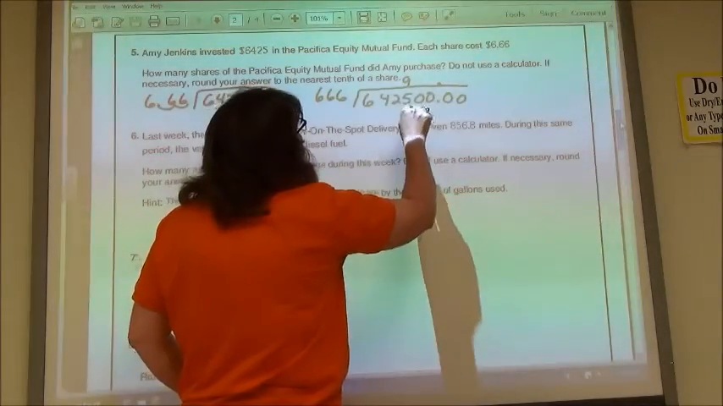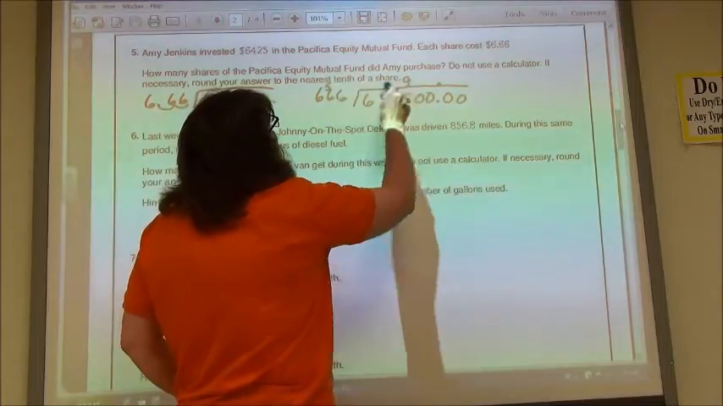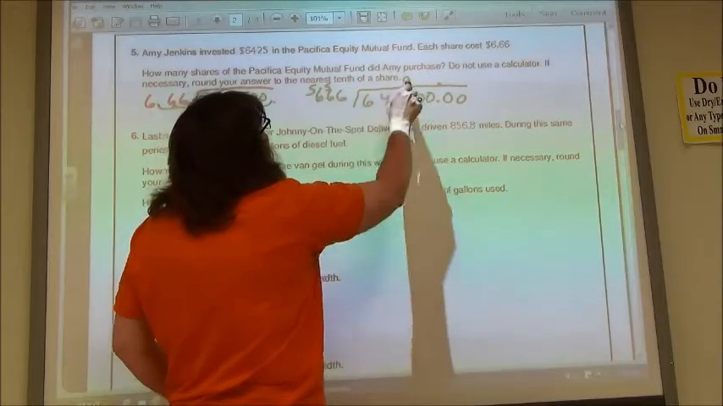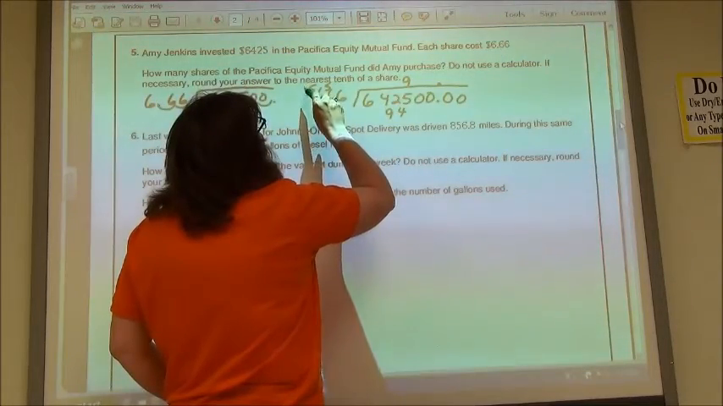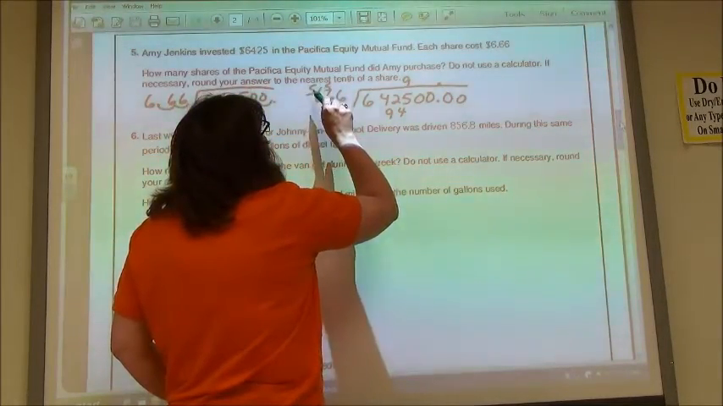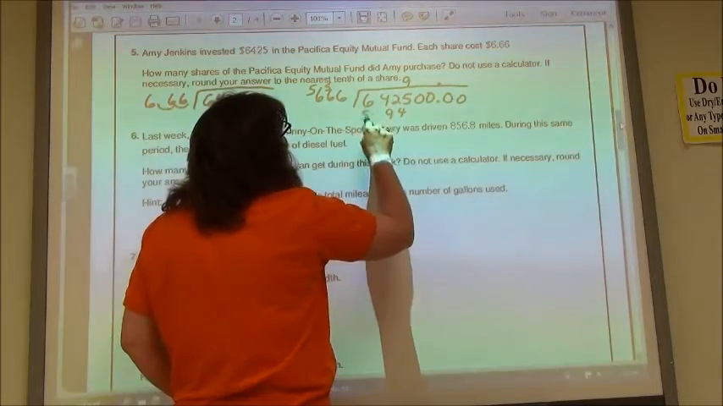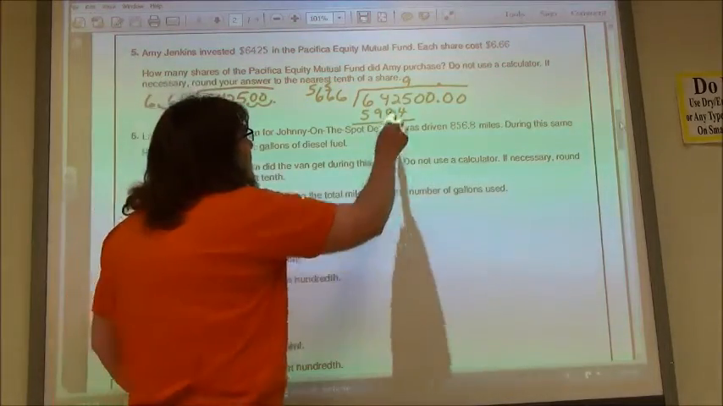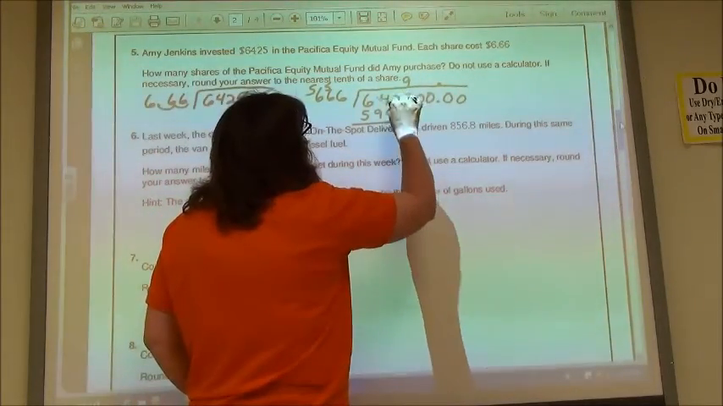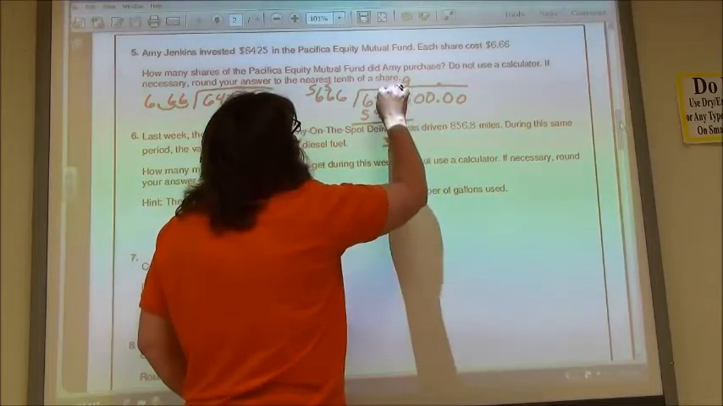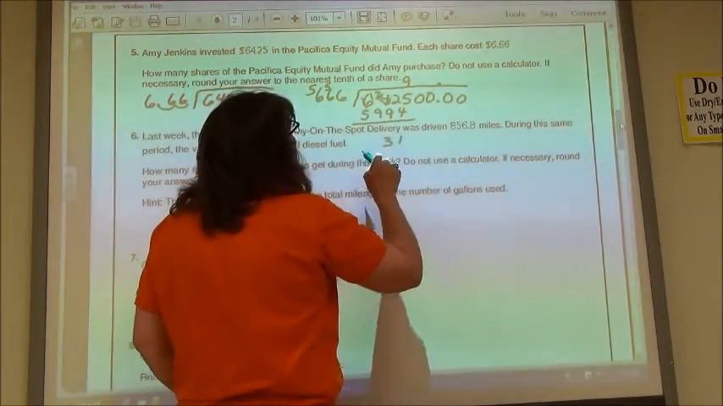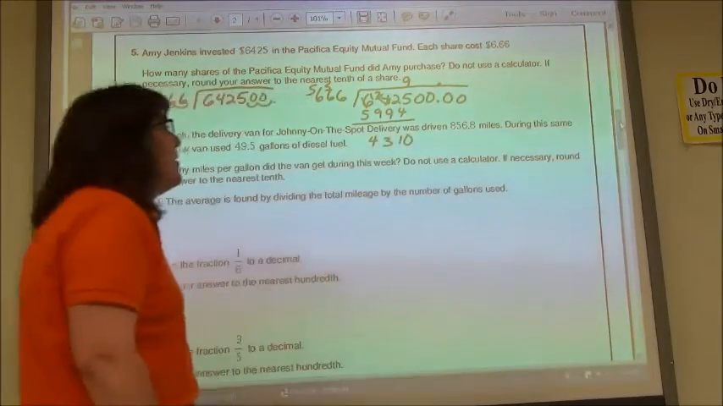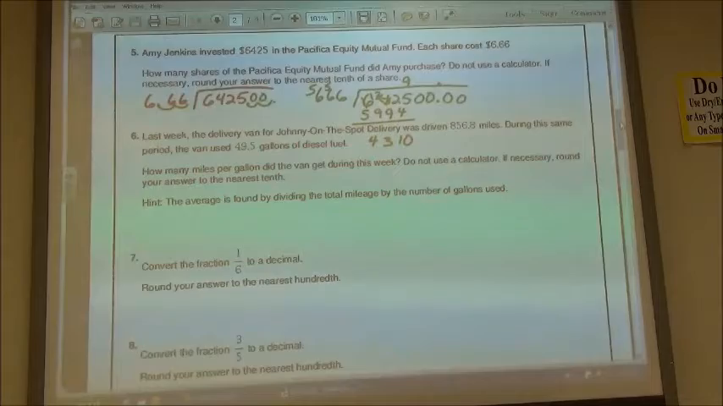9 times 6 is 54. 9 times 6 is 54, plus 5 would be 59. Again. And then I got to subtract. 5 minus 4 is 1. Borrowing, making that 12, I get 3. Borrowing, making that 13, I would get 4. And bring down my 0. So I have 431 for my remainder, brought down the next 0.